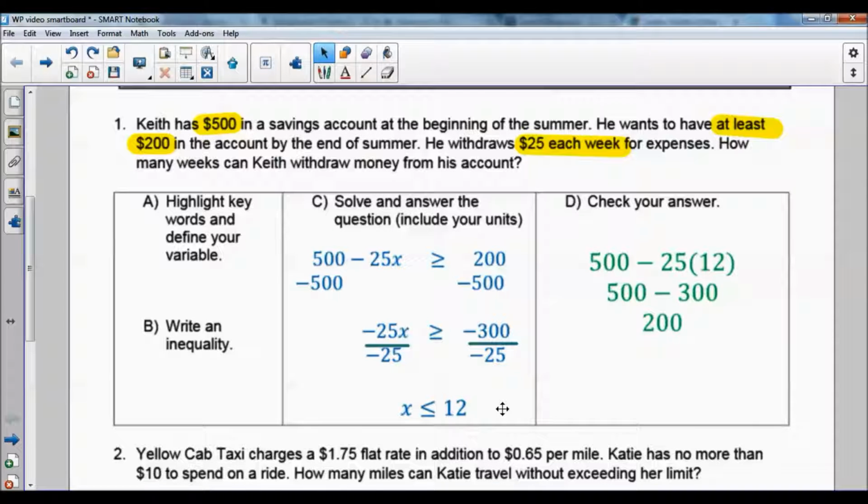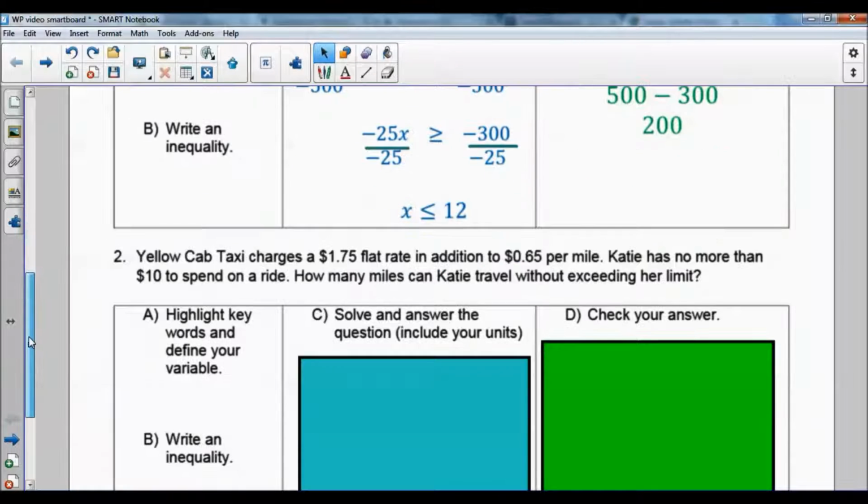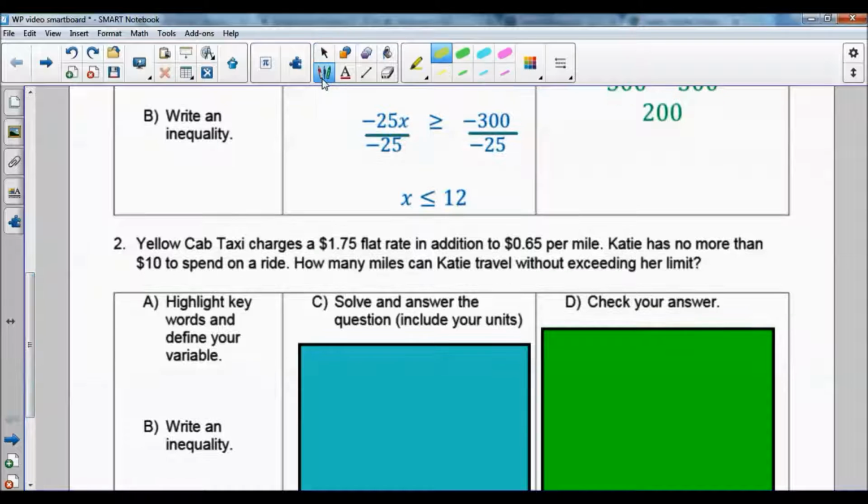Okay, let's look at number 2. And again, we're going to highlight our keywords. So first we have Yellow Cab taxi charges a $1.75 flat fee, or flat rate, same thing, in addition to 65 cents per mile. So both of those are important in knowing how the taxi is going to charge us. Kate has no more than $10. That's really important. No more than $10.